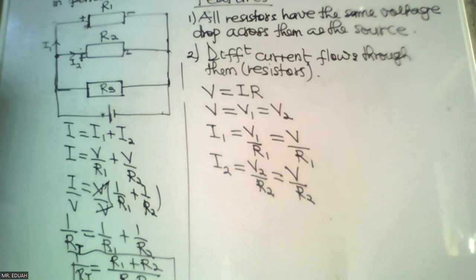Mary, what's your answer? Please, I had RT is equal to R1 times R2 times R3 all on R2 times R3 plus R1 times R3 plus R1 times R2. I think this is correct. Let's see.